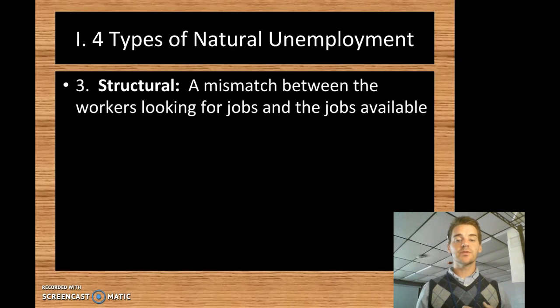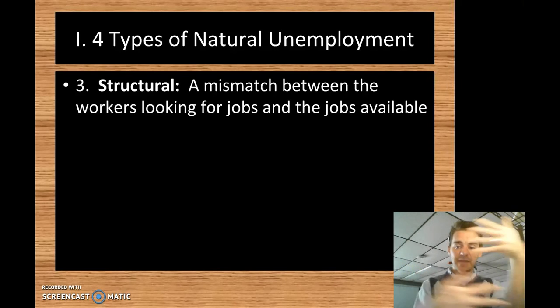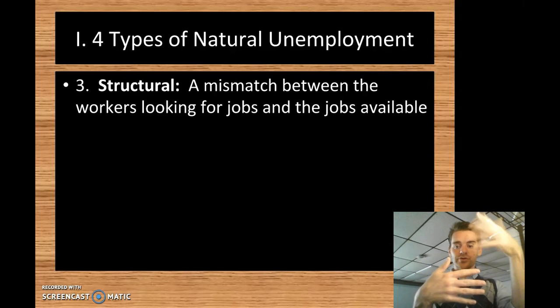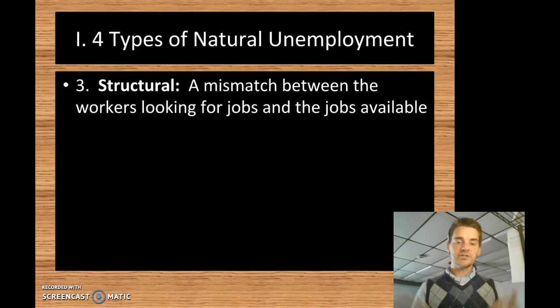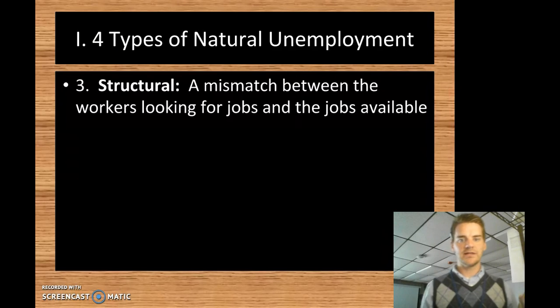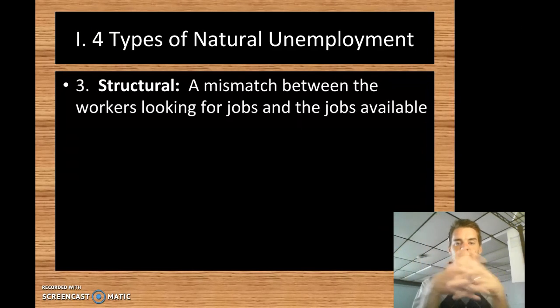The third one is called structural unemployment. With structural unemployment, there is a mismatch between the jobs that are available and the workers who need jobs. So imagine a town where there's maybe 20 people who don't have jobs, and there are 20 job openings for helicopter pilots. Now you might look at that and think, 20 people, 20 jobs, perfect match. But what if those 20 people don't know how to fly a helicopter? Well, then they can't do that job, and they will be structurally unemployed.